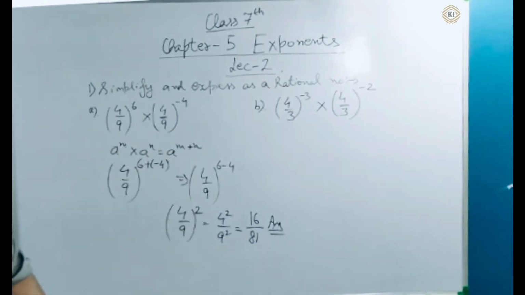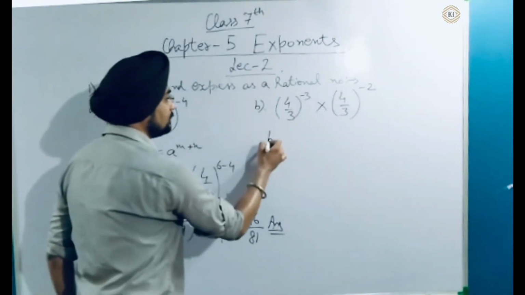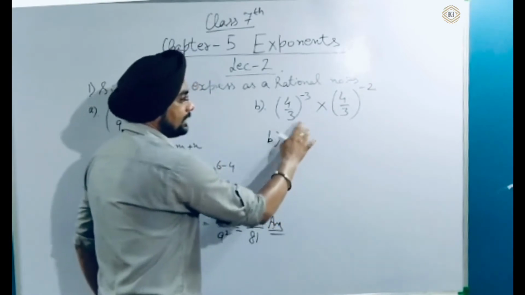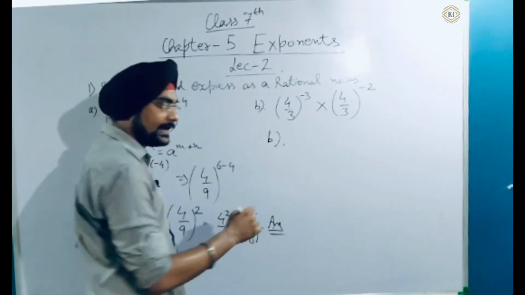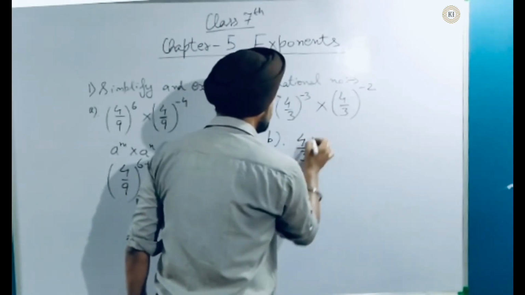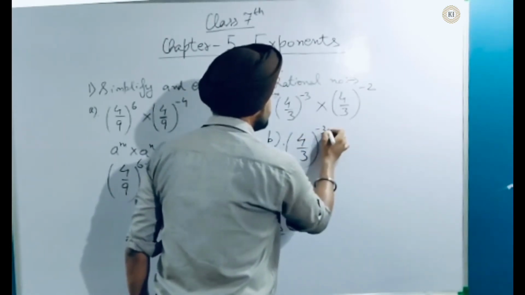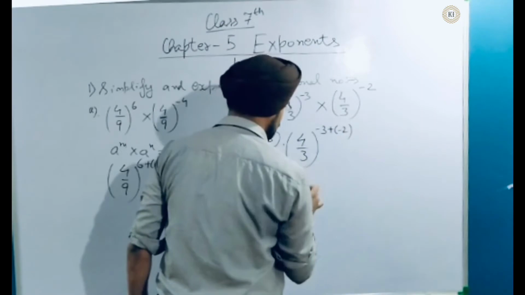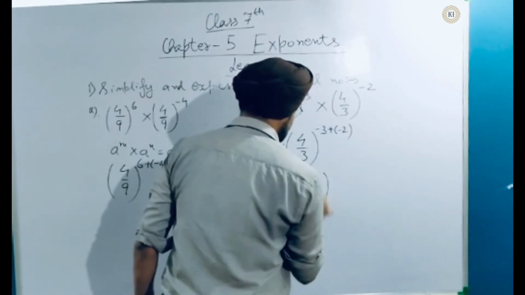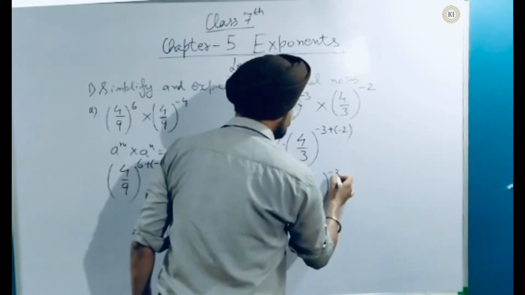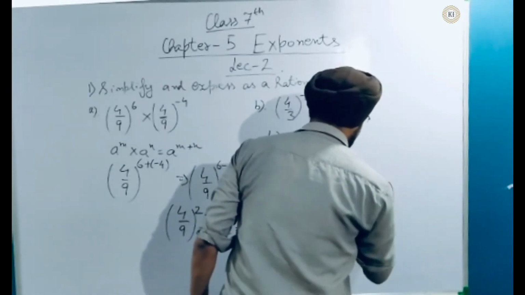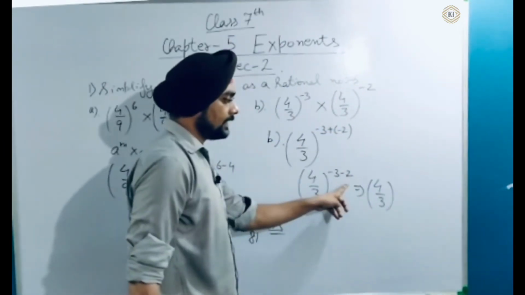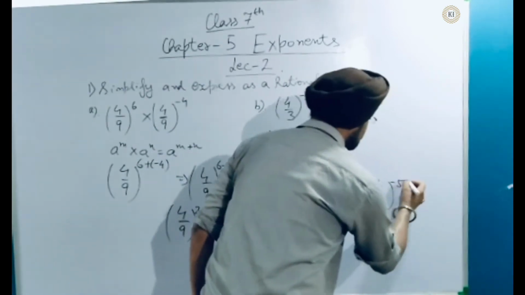Same way we will do the B part also. 4 by 3 and 4 by 3. Bases are same, case of multiplication, powers are added. So we will write here 4 by 3 to the power minus 3 plus minus 2. So 4 upon 3 to the power minus 3 minus 2 will be minus 5.